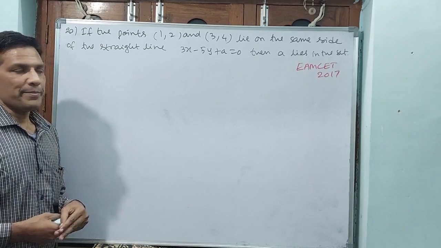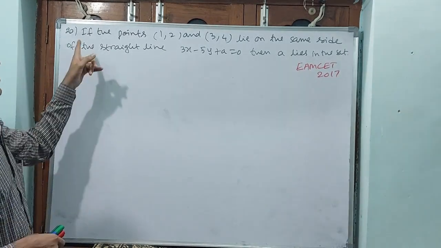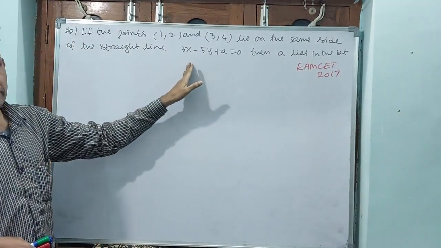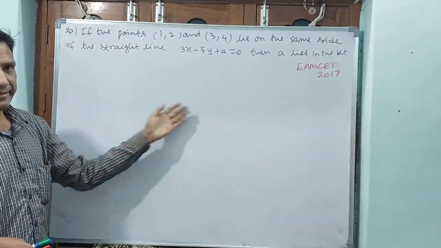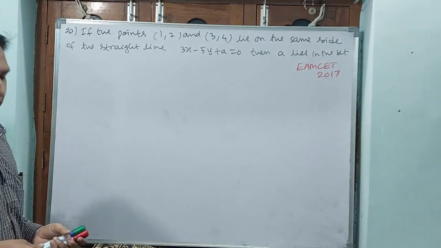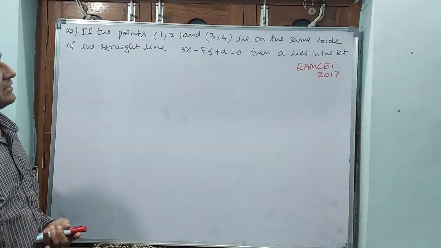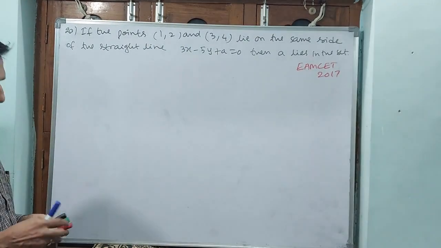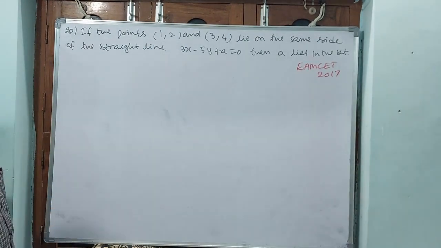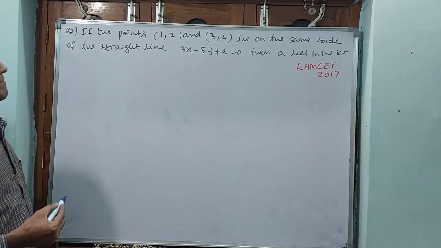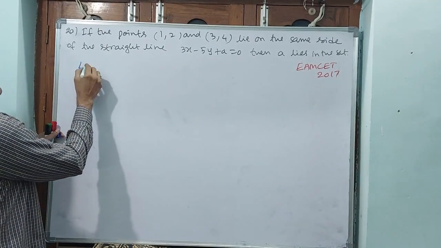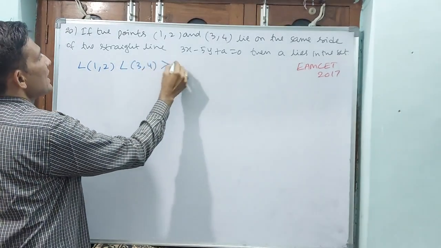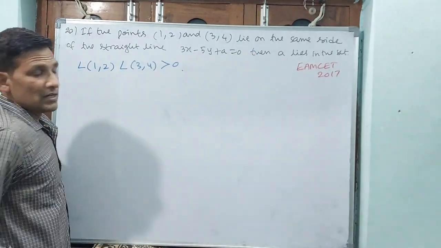See, question number 20, Eamcet 2017 question. If the points (1, 2) and (3, 4) lie on the same side of the straight line, then A lies in the set. The set of points A they are asking. That means, a little bit, we can say it is like the range. See what I am doing. L of (1, 2) into L of (3, 4) should be greater than 0.